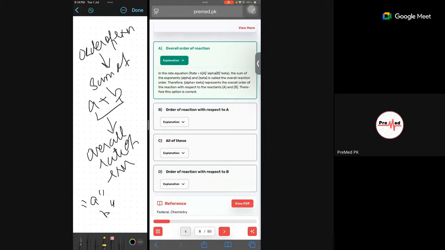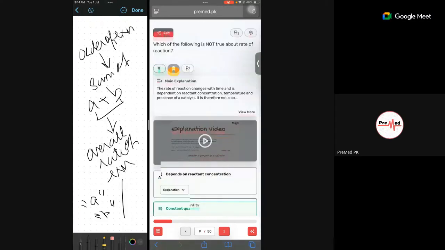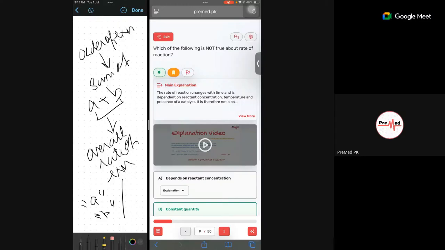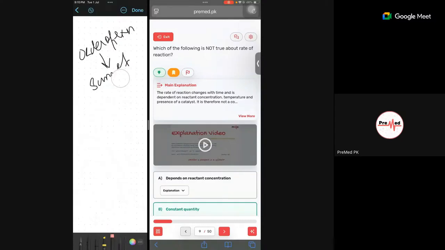If B was asked, then we would go with option D. So this is the correct option. Next we have: which of the following is not true about rate of reaction? Well, rate of reaction, as I told you, is the amount of change over time in a particular reaction, where the reaction shows us different ups and downs, and we see these things in the reaction.